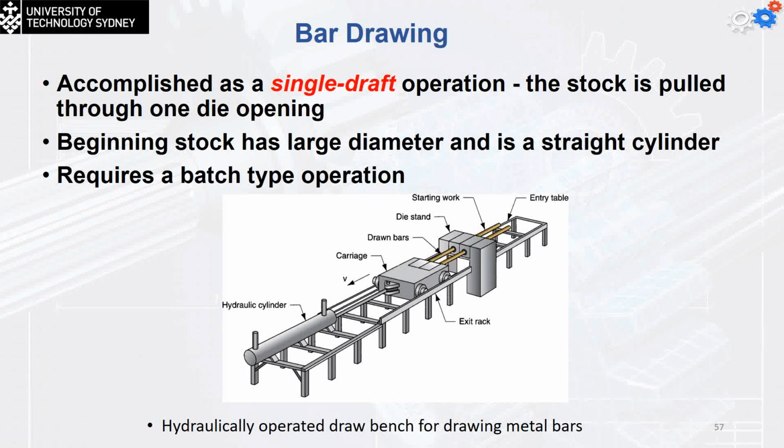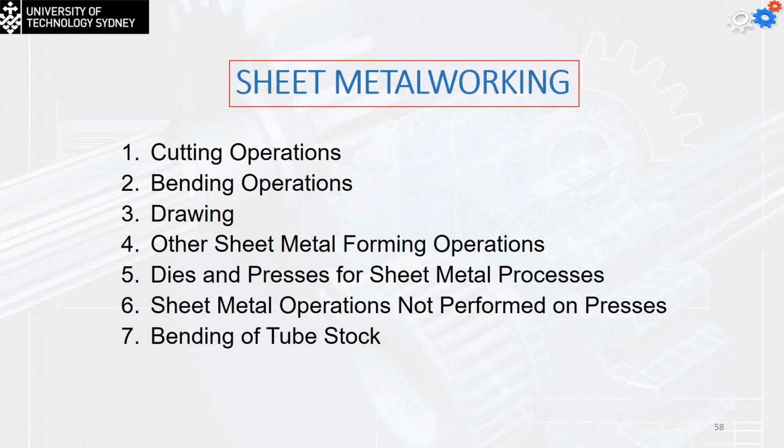Now, away from bulk deformation, we're going to talk about sheet metal working operations. Now we're dealing with thin sheets, which have a high ratio of area over volume. The topics are the cutting operation first, the bending operation, drawing again, other sheet metal forming operations, the dies and presses for sheet metal processes, sheet metal operations not performed on a press machine, and the bending of tube stock, which is going to be covered here.